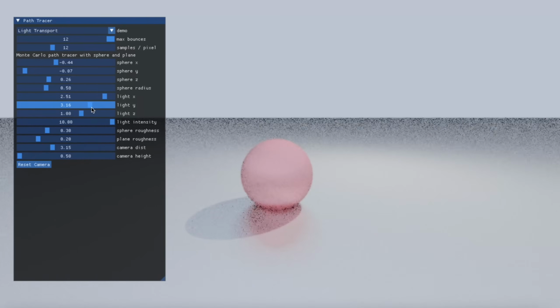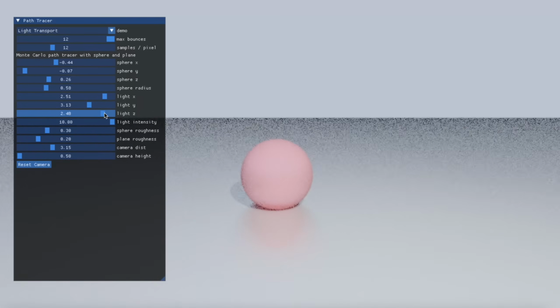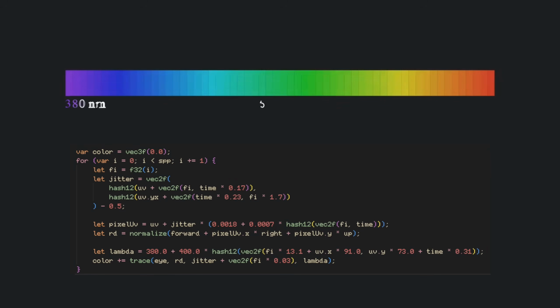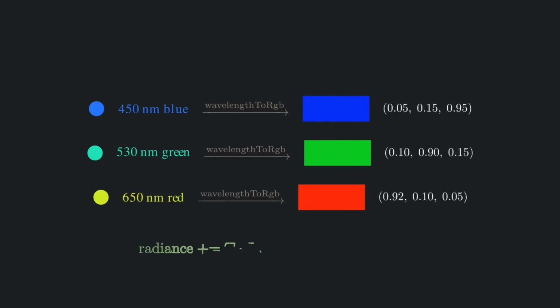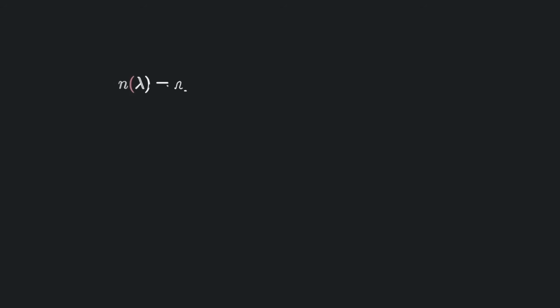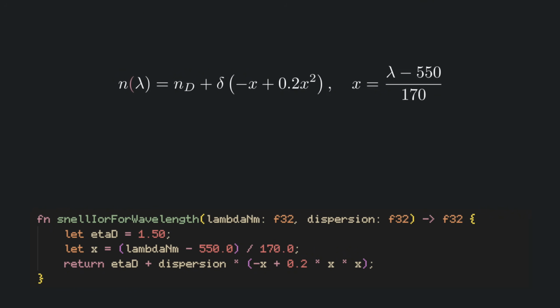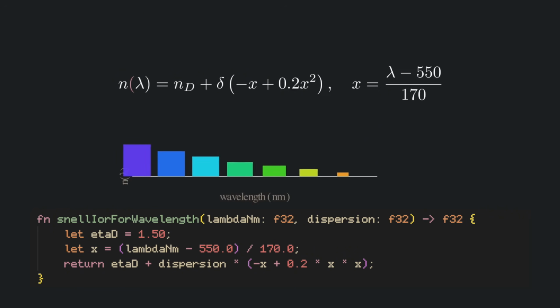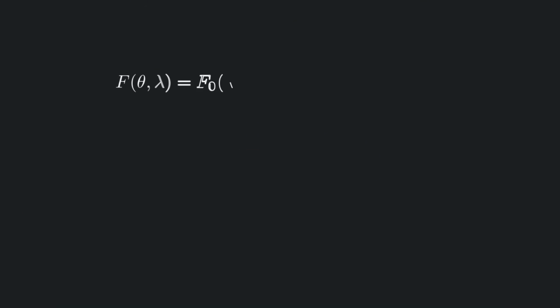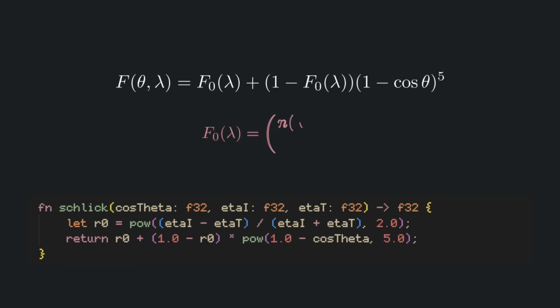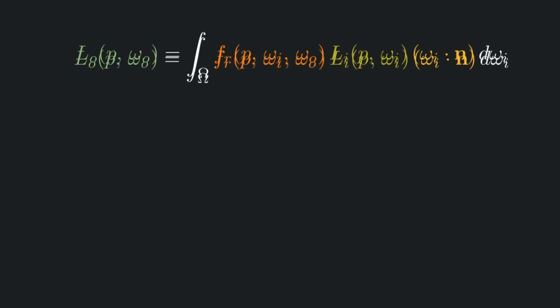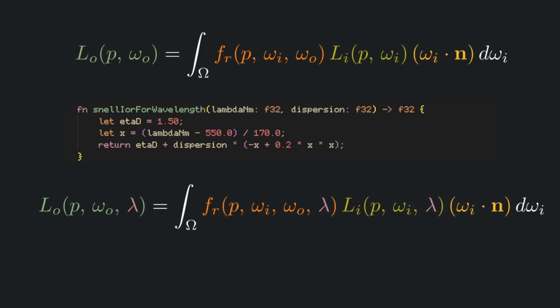Already it looks pretty cool, but the goal still remains to switch to spectral path tracing. So, for each sample we pick one random wavelength. Then we convert wavelength to RGB weight, acting as a spectral bandpass filter. Each wavelength gets a unique index of refraction. Reflectance also uses a per wavelength value. If you remember our light transport equation from before, basically all we're doing is making it depend on wavelength.